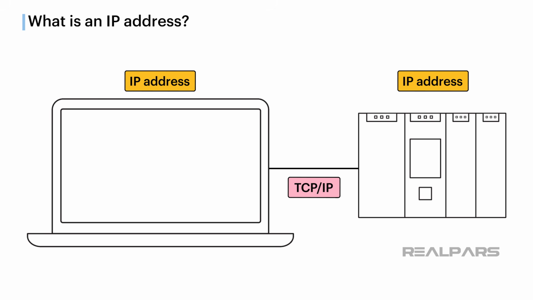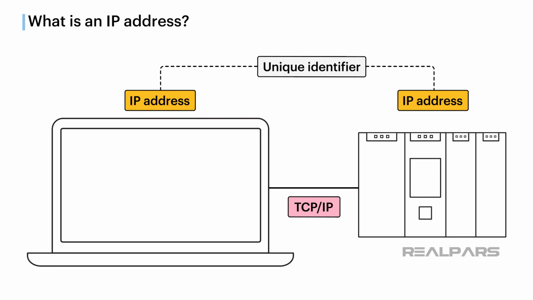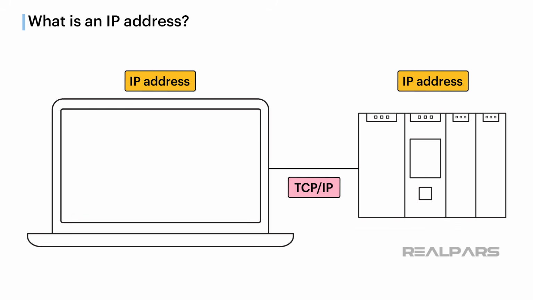This IP address is a unique identifier for the device that other devices can use to communicate with it. In case you aren't familiar with it, TCP/IP stands for Transmission Control Protocol and Internet Protocol. This is the communication protocol that powers the Internet and is used as the basis for many industrial communication protocols like Ethernet IP, the communication protocol used by Allen Bradley PLCs.